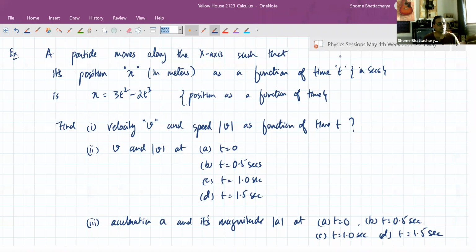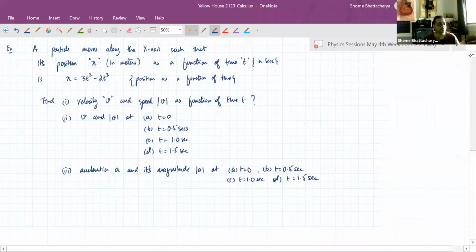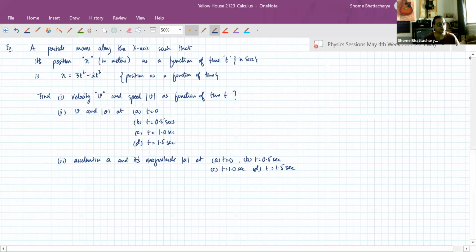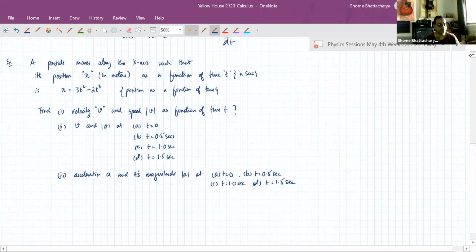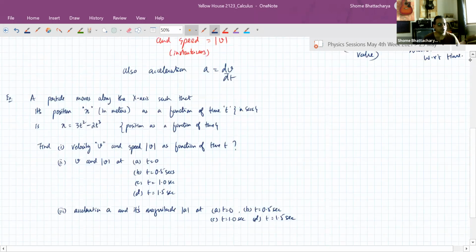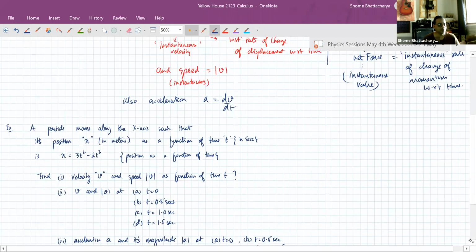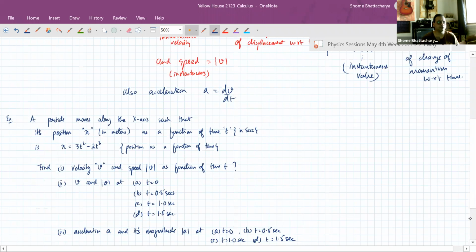Okay, so you'll see that the type of expression given to us, x is equal to 3t square minus 2t cube, is not familiar for us from our earlier knowledge of kinematics, because we were limited to situations where the acceleration was uniform. So the position or displacement, whatever you think of it, should be a quadratic function of time, like ut plus half at square. But that only happens when the acceleration is uniform.